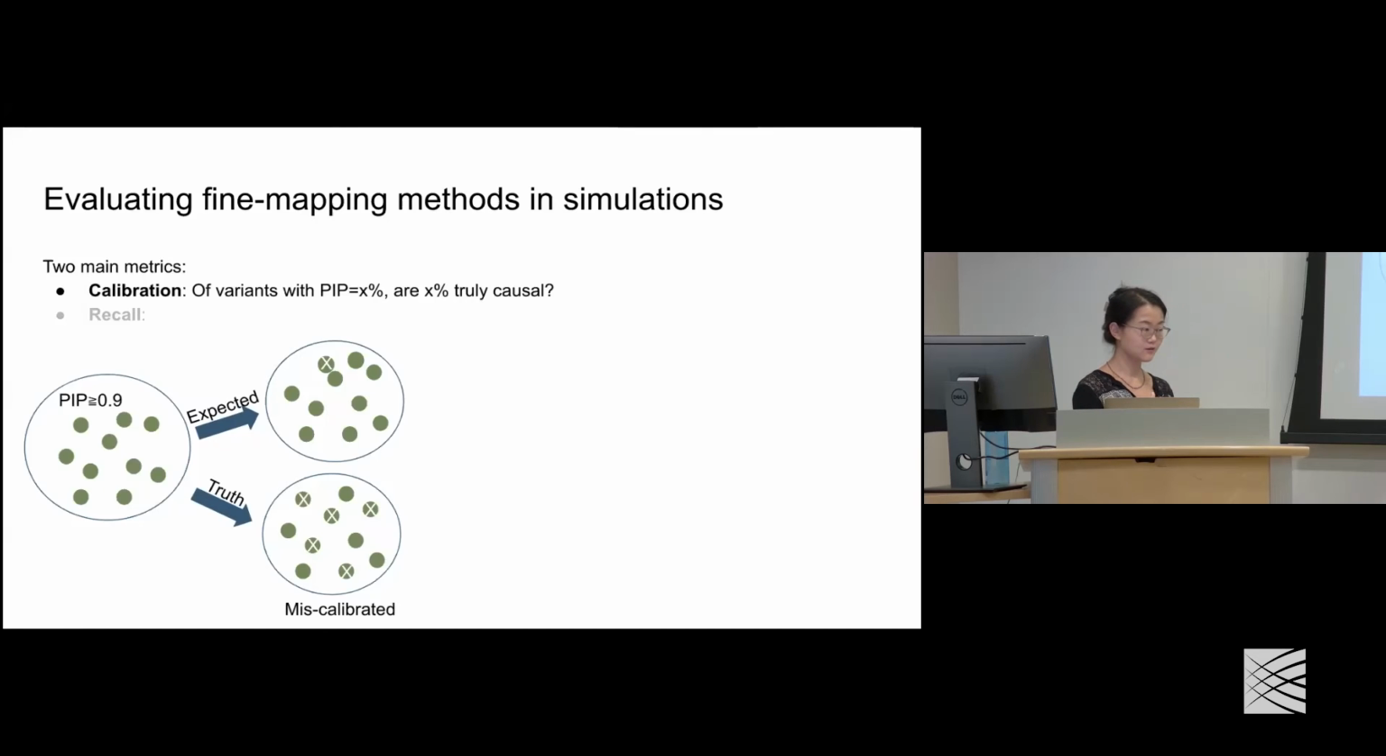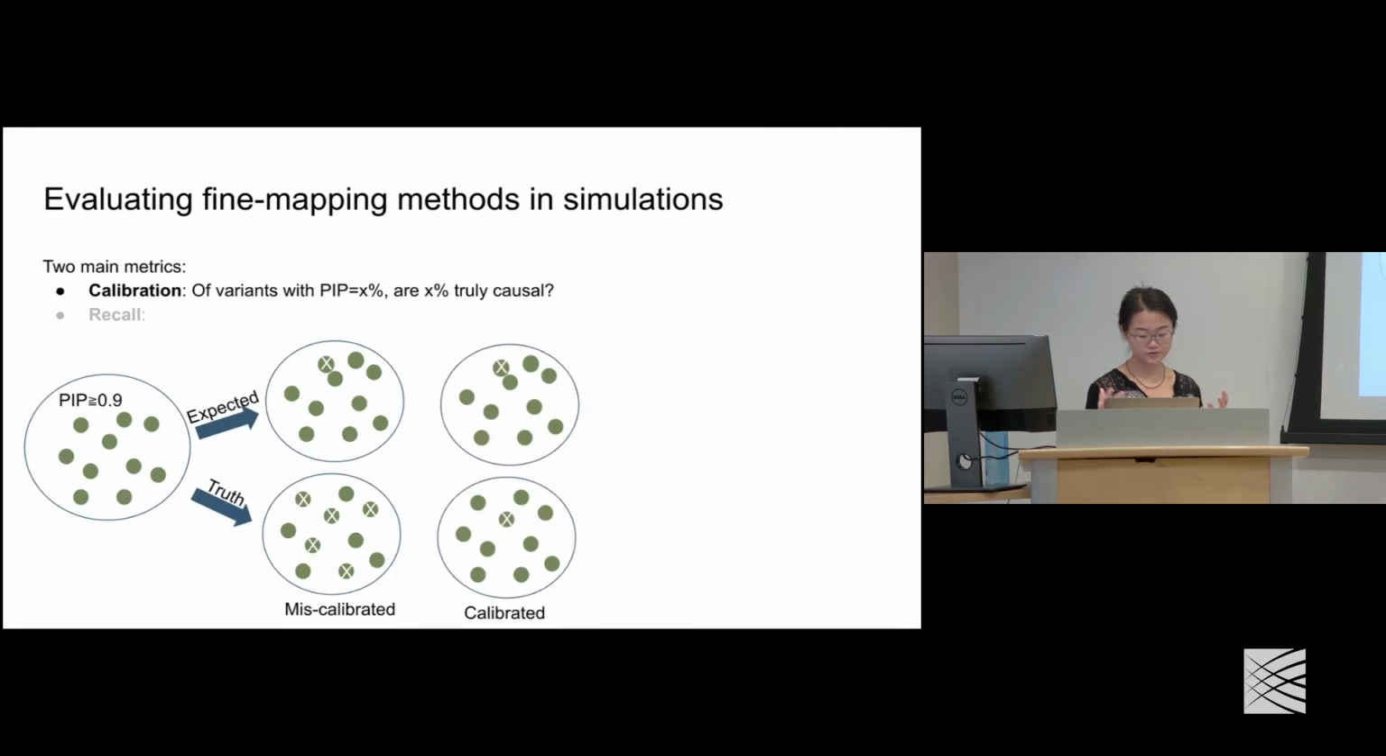So you then look at the truths that you have in your simulation, and you discover that only 5 out of the 10 variants are truly causal. So your algorithm kind of lied to you a little bit. This is what's called miscalibration. But on the other hand, if you look into the truths and 90% of these SNPs that came up high PIP are truly causal, then your algorithm is calibrated, and that's good.